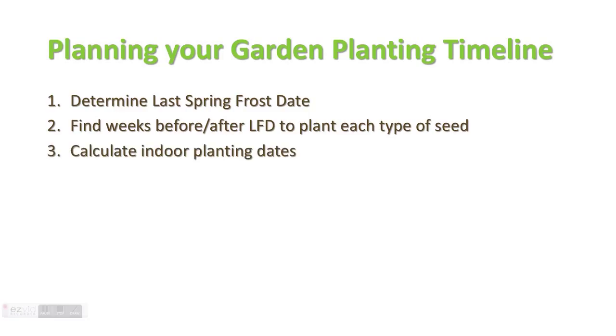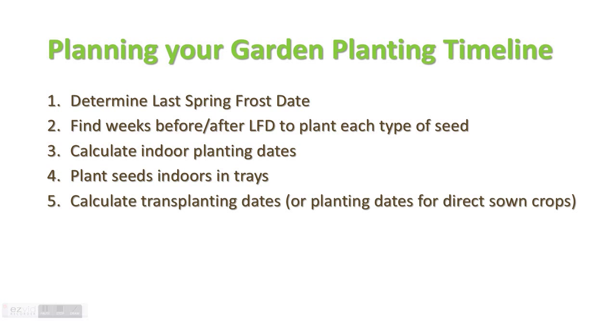Next, you're going to calculate your indoor planting dates. Some crops need an early start, so you'll plant them inside in trays or other containers, and those will be the first ones that you'll plant. Next, you're going to plant those seeds that need an early start indoors in trays, making sure they have sufficient light and warmth. Next, you're going to calculate your transplanting dates for those that you planted indoors, or the planting dates for those that you're going to directly sow into your garden.